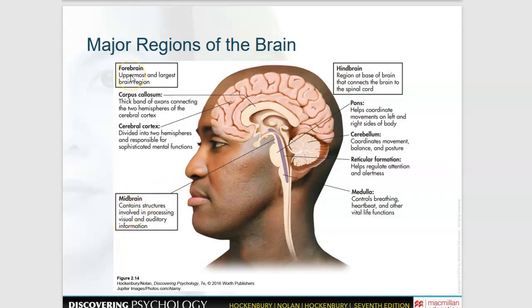Okay, we talked about the forebrain, we talked about the hindbrain and what it consists of, and then let's talk about the midbrain. The midbrain is involved in our vision and our hearing, and that's its responsibility. So trauma to that particular area could cause a loss of vision, loss of hearing. Also responsible for sound localization.